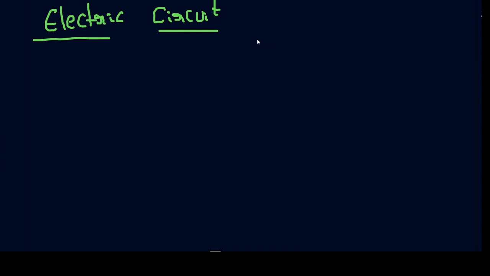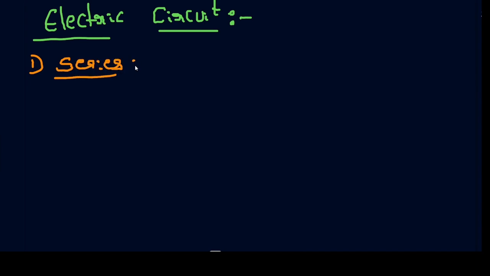And now there are a few types. We have two types of electric circuits, or combinations. They are nothing but series combination and parallel combination. First, we are going to discuss series combination.